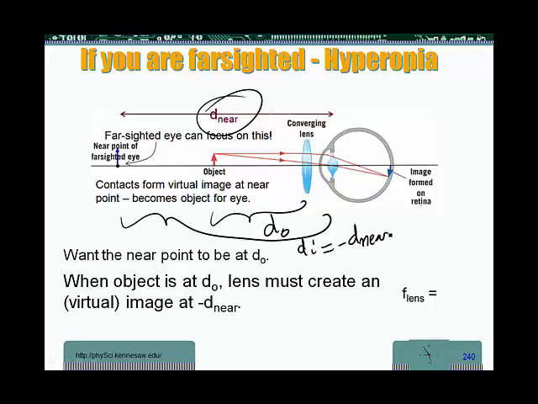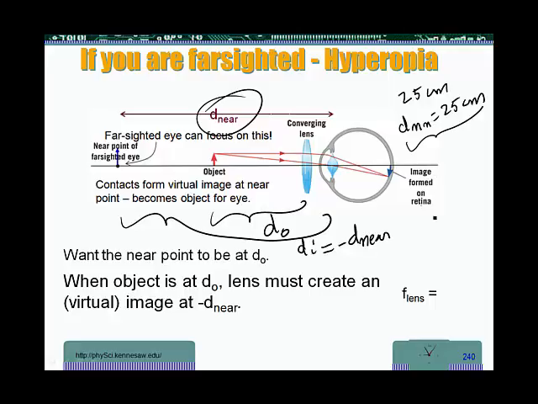Now, for normal people, normal vision eyes, we can see objects only that are further than 25 centimeters from the eye. So actually, D near for a normal person is 25 centimeters. So the prescription lens that we usually use is going to take objects that are at 25 centimeters from the eye and project them to the near point of the far-sighted person.